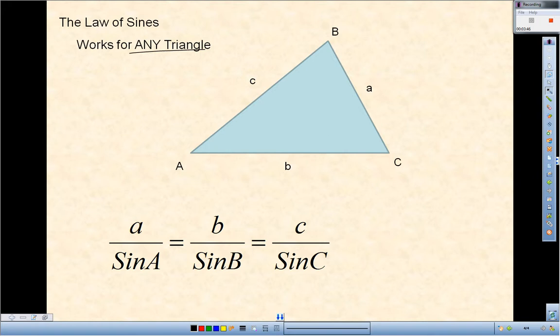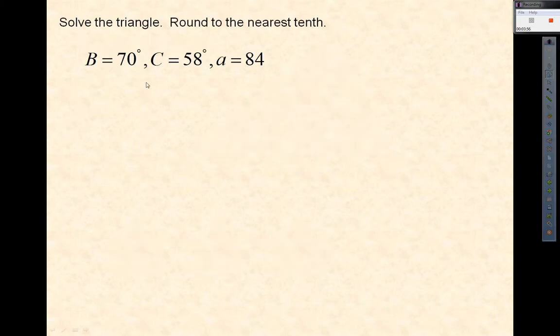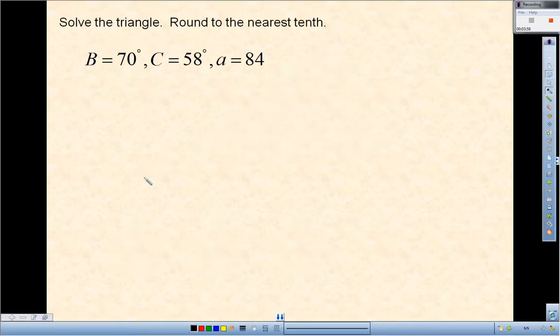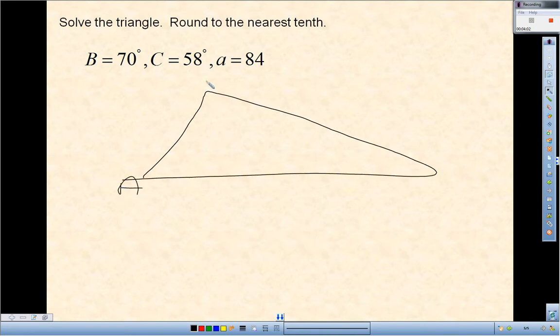The first one is this scenario where it says solve the triangle, and I'm just going to draw me a triangle and label it ABC. And I notice that angle B is 70 degrees, angle C is 58 degrees, and then side A is 84. Alright, the first thing I notice is that I'm missing only one angle, so to find this angle I'd add these two up and subtract from 180, and that gives me 52 degrees.